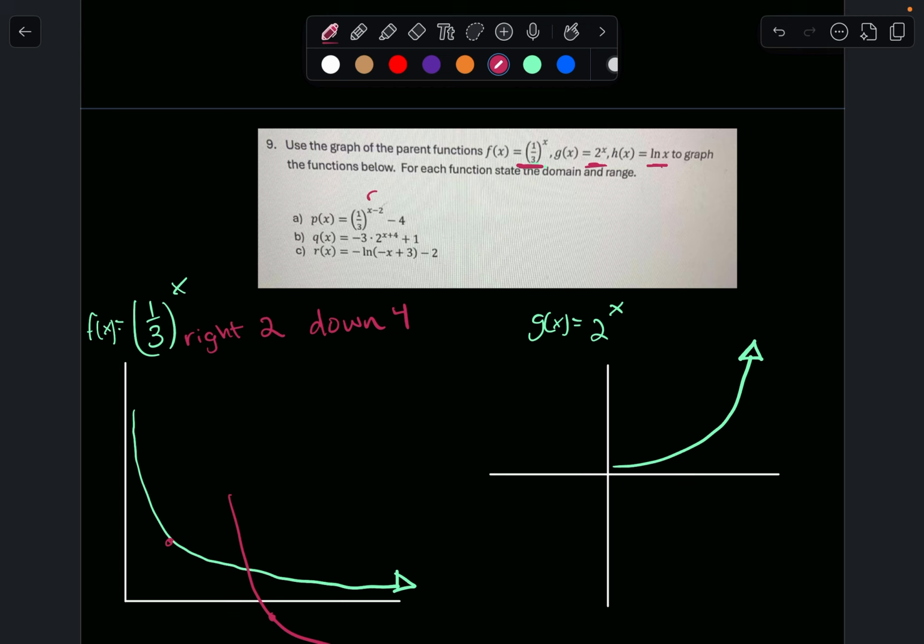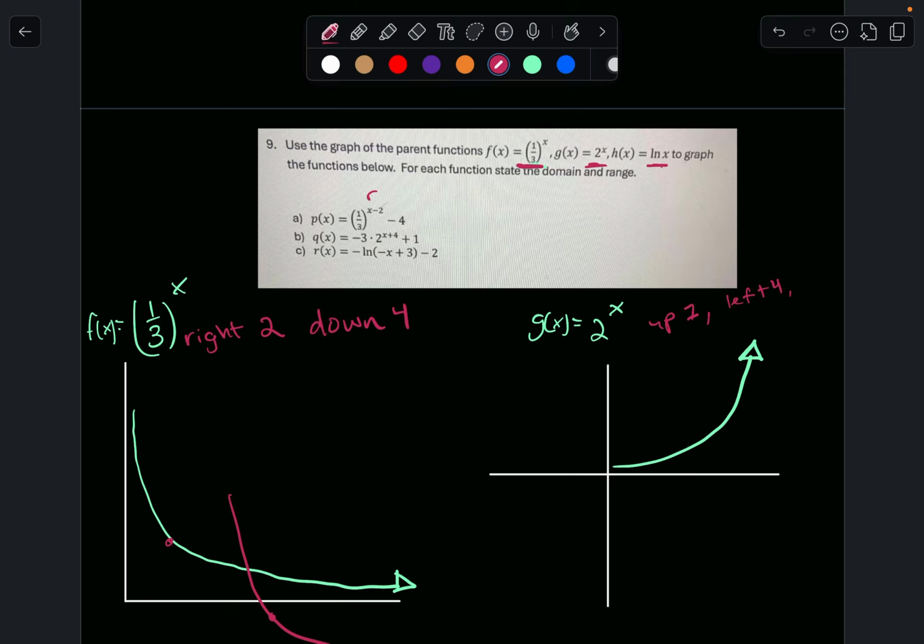We're multiplying by -3 on the outside. We got that x plus 4, and we got plus 1. So we got, for sure, up 1, left 4, right? We see this, the x plus 4. So left 4. Look at that -3 out front. So -3, right? So it's a negative, right?